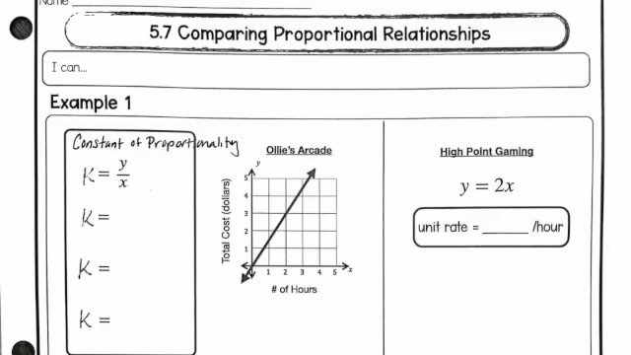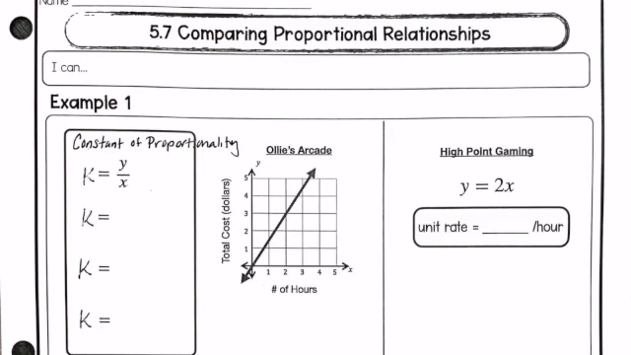Today we're going to continue working on proportional relationships and looking to compare them. The only difference in what we've done so far and what we're doing today is that the two proportional relationships are represented differently. So in example 1, we see that we have a graph for Ollie's Arcade and an equation for High Point Gaming. So step 1 is to find the constant of proportionality.